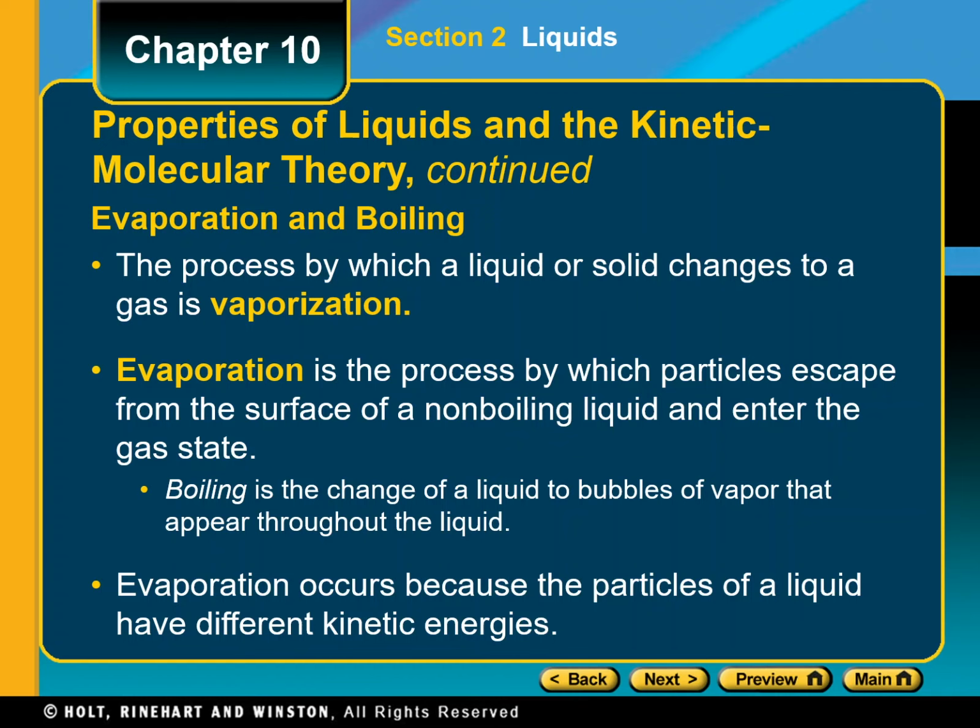A small amount of liquid bromine can be added to a bottle, and within a few minutes, the air above the liquid bromine turns a brownish red because some bromine molecules escaped from the surface of the liquid. These molecules became gas molecules, or bromine vapor, which mixed with the air.